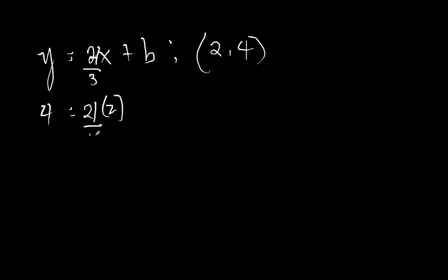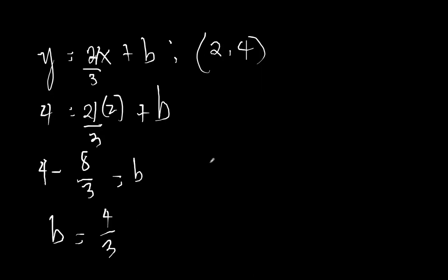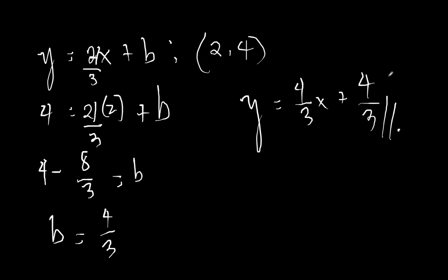Oh, I find a way. 4 thirds plus b. All right, so this becomes what? 8 over 3. 4 minus 8 over 3 is equal to b, and b is equal to 12 minus 8, that's 4 over 3. So therefore, y is equal to 4 thirds x plus 4 thirds. So this is our equation of the tangent line to the given curve.